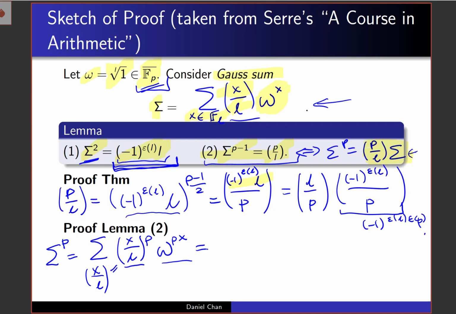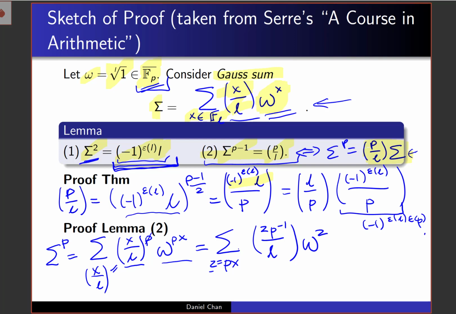Okay, so now what are you going to do? So now you do the following. You do a change of variables. So you're going to have z equals px to make it look more like the original one here. Okay, so when you do z equals px, remember this, you can drop the p here, and then that x is just z p inverse over L, and this is omega to the z.